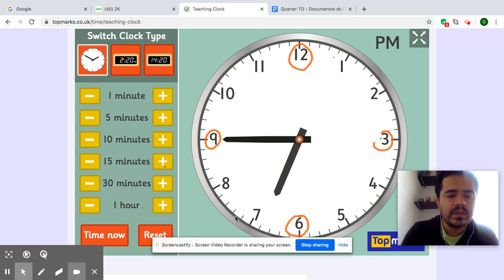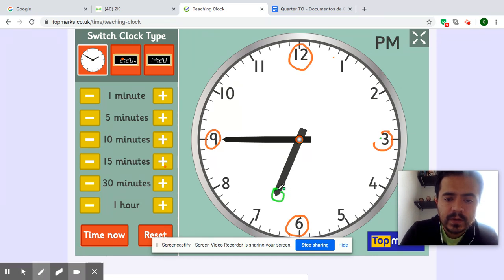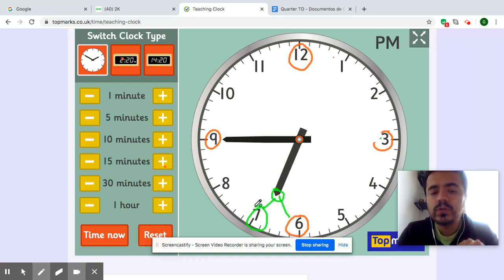Quarter to. Now, look at my one more time. Look at my hour hand right there, the short one. Are we closer to the 6? Are we closer to the 7? What do you think? We are closer to the 7. That means that we read this quarter to 7. Quarter to 7. Okay? Fantastic.